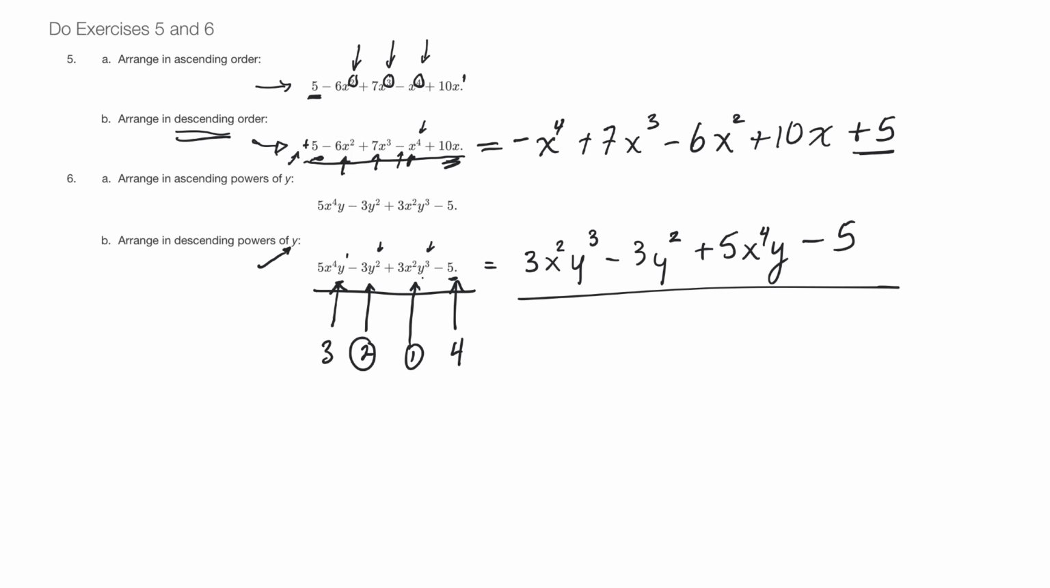So that's how you can write it in descending powers. If you wanted to do ascending, that's just backwards. So you would have written this one first, then this one, then this one, then that one. All right, hopefully that helps you with writing polynomials in descending order.